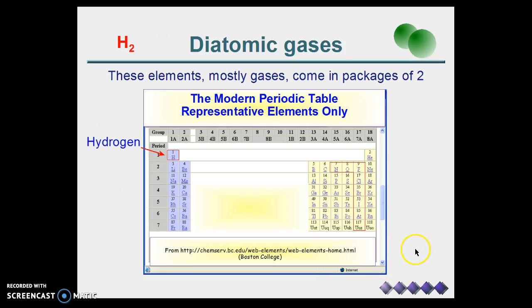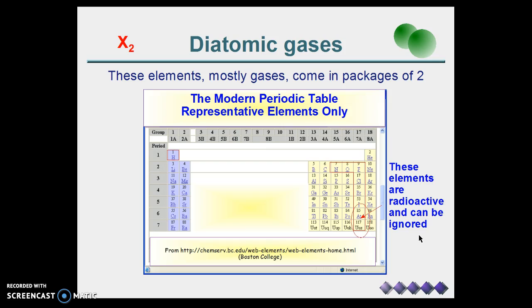Where are they? Well, if you look at the periodic table, it's pretty easy. I've outlined them in red: hydrogen, nitrogen, oxygen, fluorine, chlorine, bromine, and iodine. Now, the ones below that are also diatomic, but they're radioactive and we don't use them in the chemistry lab.